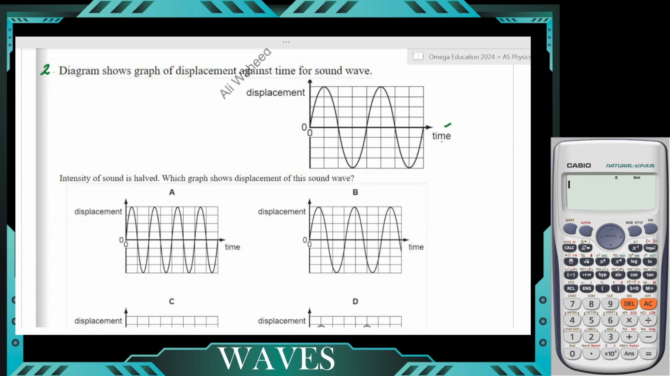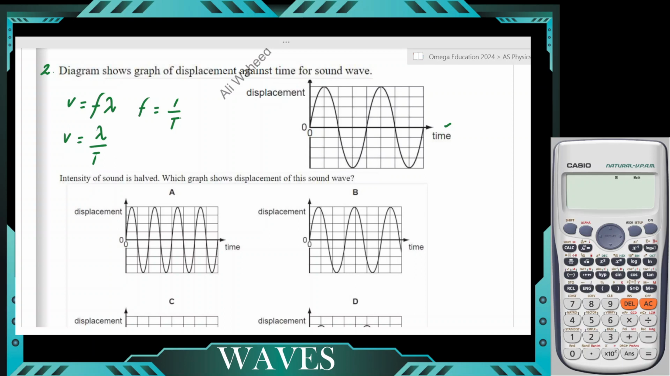Or if they provide you with the speed of the wave, then you can find the wavelength by using the formula V equals F lambda. And these are the formulas once again carried forward from O levels. V equals F lambda, V equals lambda over T, and F equals 1 over T. And if you need to find the frequency, you can find it by cross multiplication as well.